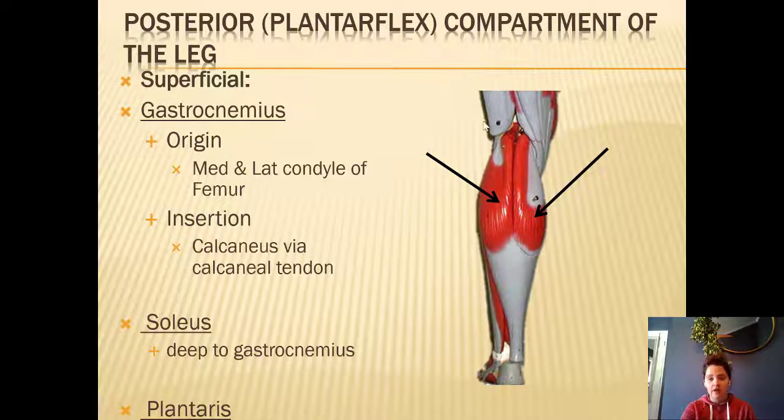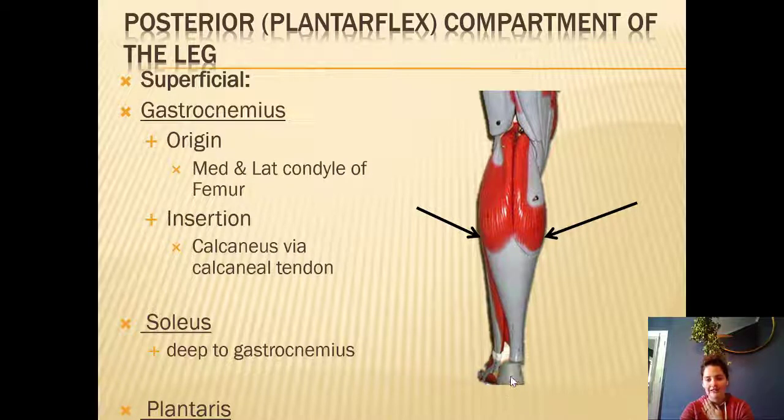It's going to originate on the condyles of the femur, and then insert on the calcaneal tendon, which will go on to insert on the calcaneus. Now, on either side of our model here, you can see a little bit of a sliver of a muscle. That is soleus, which is deep to gastrocnemius. I don't have the ability in this picture to pop off this part of gastrocnemius, but if you did, you would be able to see all of soleus deep to it.